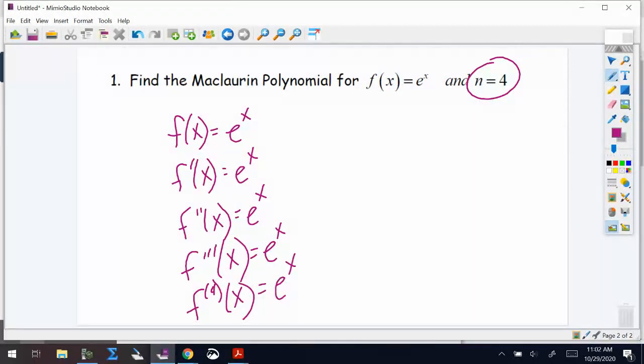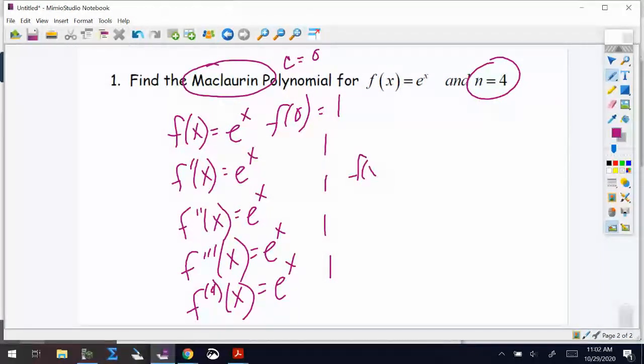And then I need to figure out what happens when I put the center, which in this case is 0 because it is a Maclaurin, into all of these values. Well, when I put 0 in for all of these, I'm going to get e to the 0, which is 1. So I'm going to get 1 for every single plug-in of 0 into every level of the derivative. So this polynomial is going to be really easy to write.